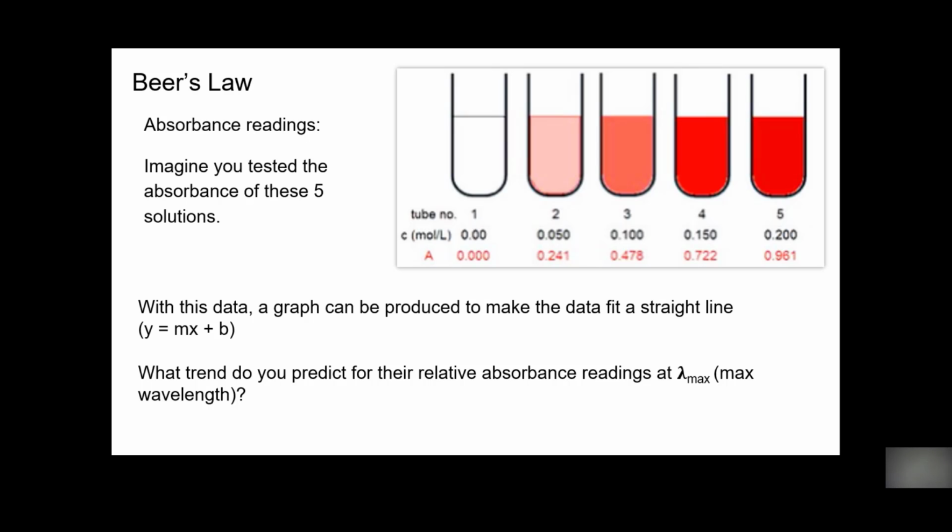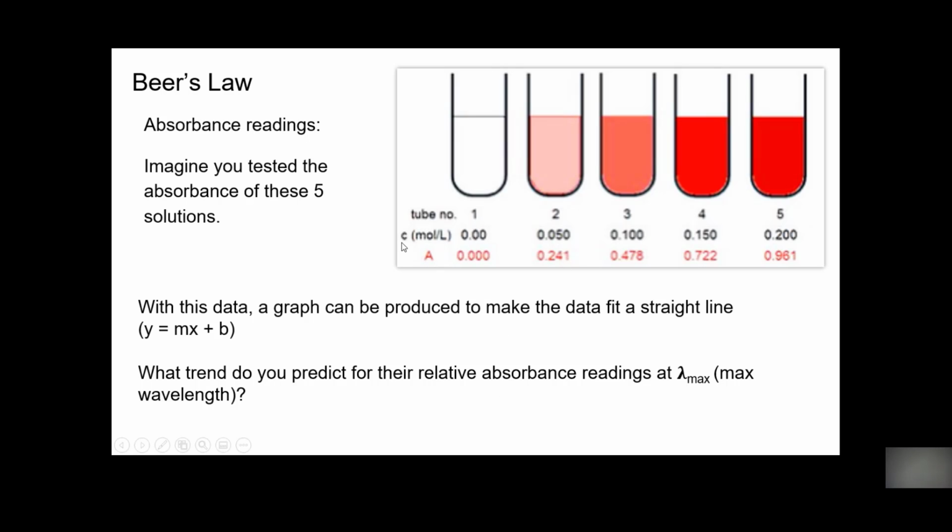Beer's law, absorbance reading. So imagine you tested the absorbance of 5 solutions, and you can see one is a blank with water, and the rest are different dilutions of one solution. So this is what you're going to do. You're going to take these values and you're going to do a plot. And this is where this information will come in. With this data, a graph can be produced to make the data fit a straight line. This is the straight line, y equals mx plus b. What trend do you predict for the relative absorbance readings at max wavelength?